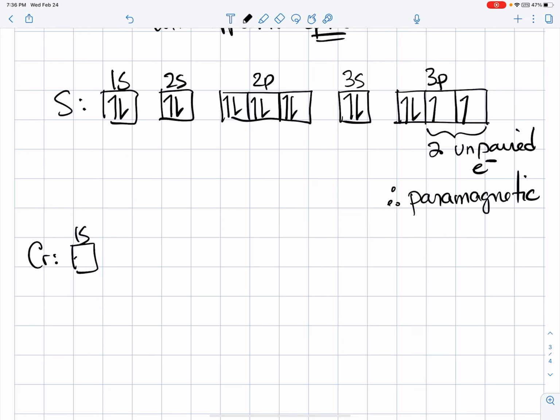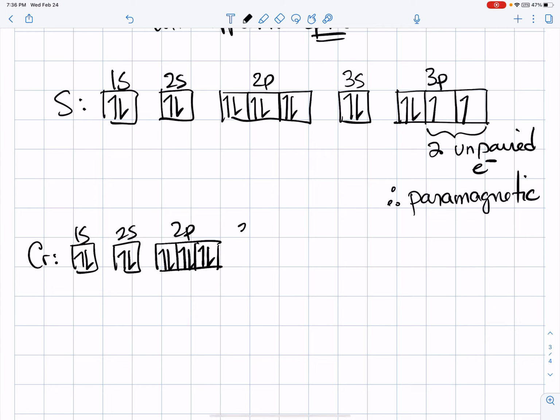So 1s2, 2s2. Be sure you're putting the boxes and the labels above, okay? Then comes 2p6. And we're going to obey Hund's rule: 1, 2, 3, 4, 5, 6. Keep the electrons unpaired as long as you can, then pair them up.